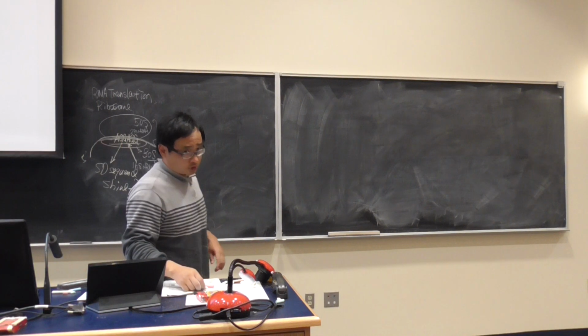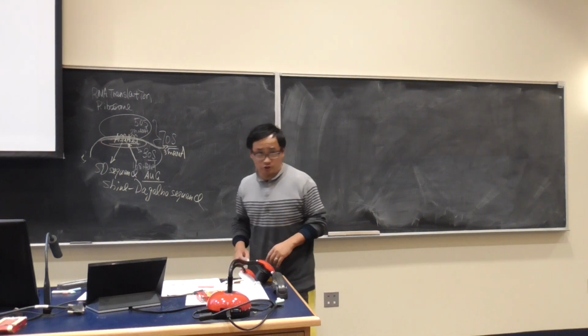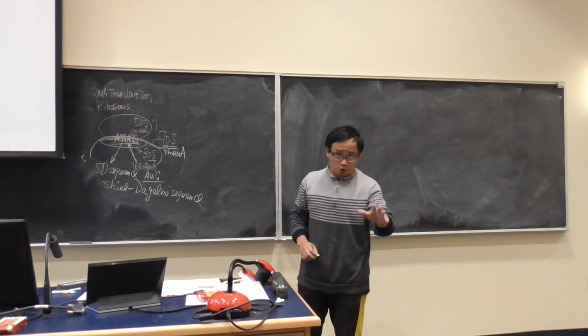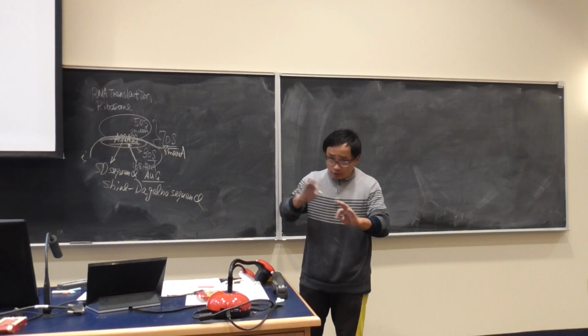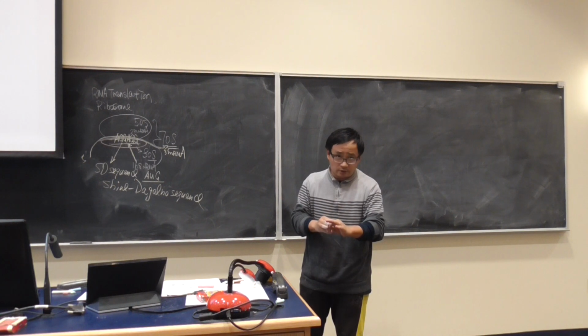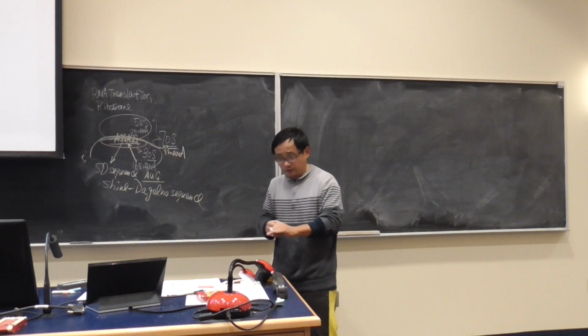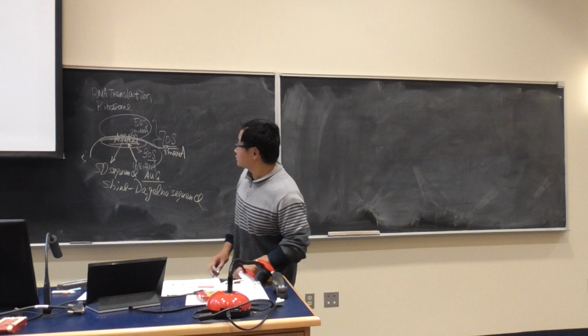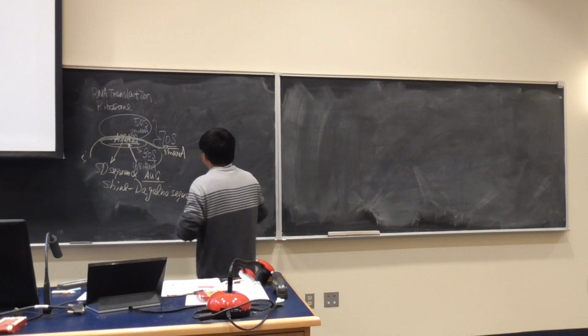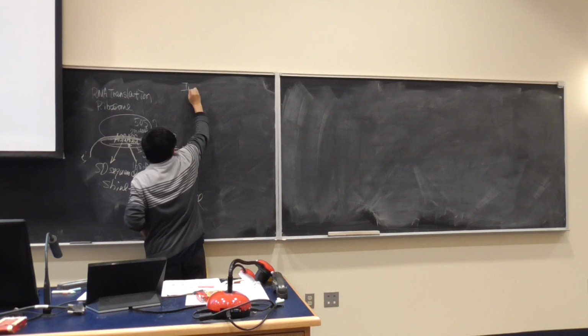We talk about translation: initiation, elongation, and termination. For translation, elongation is more complicated than termination. Termination is relatively simple and relatively easy because we have a stop codon. Okay, so we want to talk about initiation.